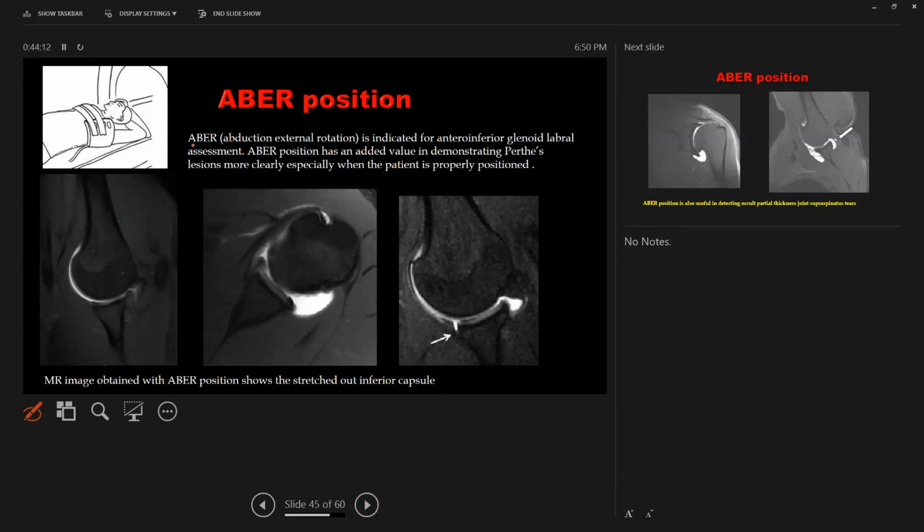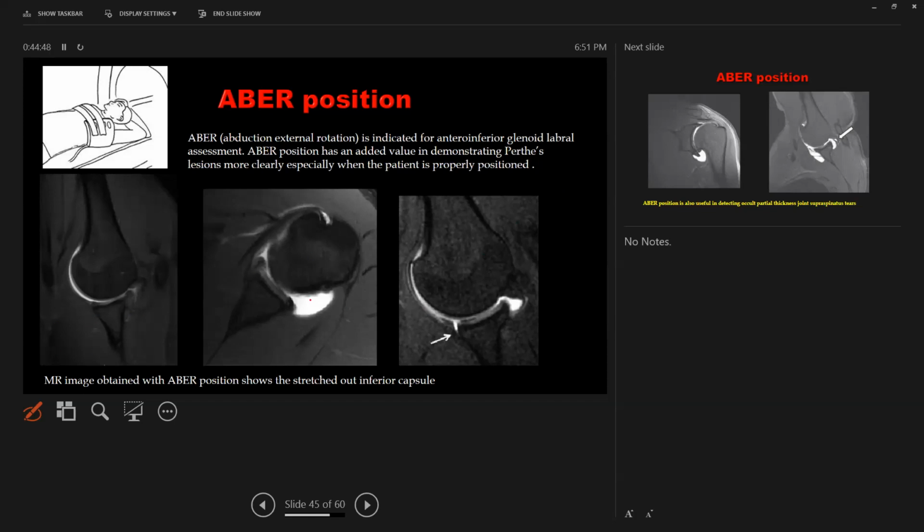It is abduction external rotation. So the patient lies with his shoulder abducted and hand underneath the head in external rotation. This is a not so comfortable position, and if patients have an acute, recent injury, it may not be the ideal imaging sequence to do. But later on, when the patient's symptoms get better, when you're imaging for subtle abnormalities, it is always better to include the ABER position.